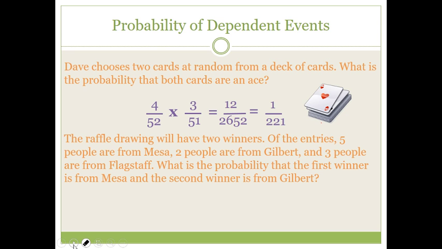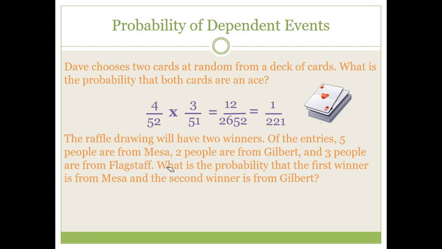Okay, how about we try this one? Say the raffle drawing will have 2 winners. Of the entries, 5 people are from Mesa, 2 people are from Gilbert, and 3 people are from Flagstaff. What is the probability that the first winner is from Mesa and the second winner is from Gilbert?